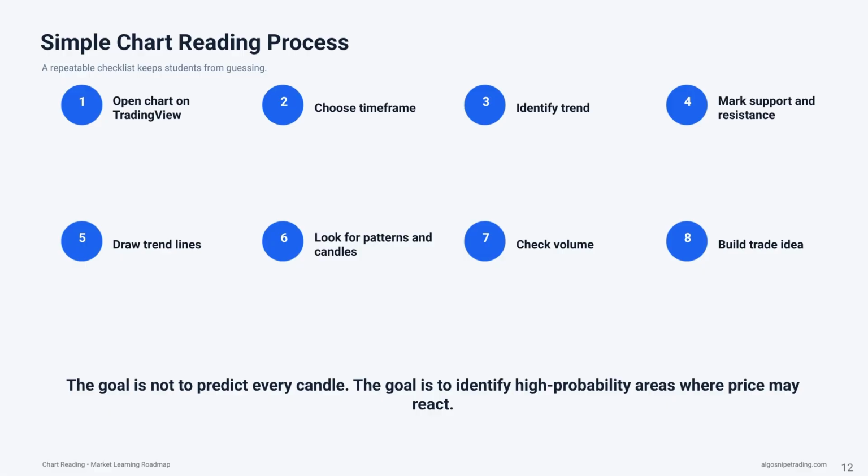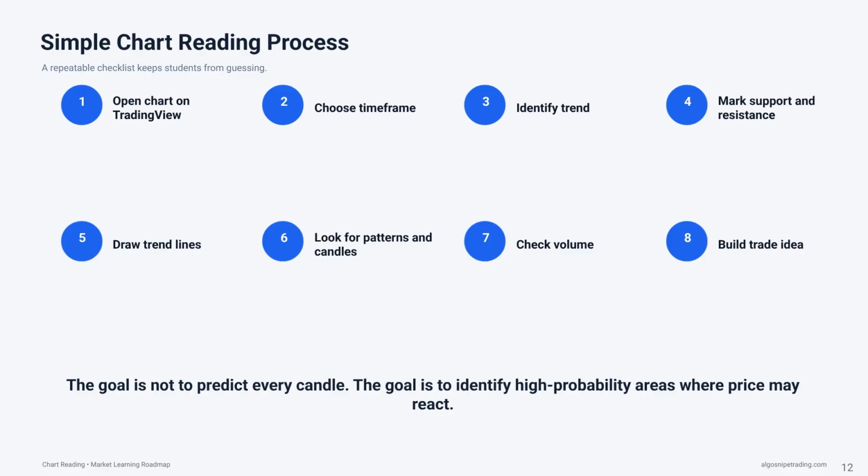Sixth, look for patterns and candlesticks. Watch for signs of strength, weakness, rejection, continuation, or reversal. Seventh, check volume. Volume helps confirm whether the move has strong participation or weak participation. Finally, build the trade idea. Decide where the possible entry, stop loss, and target could be before taking the trade.